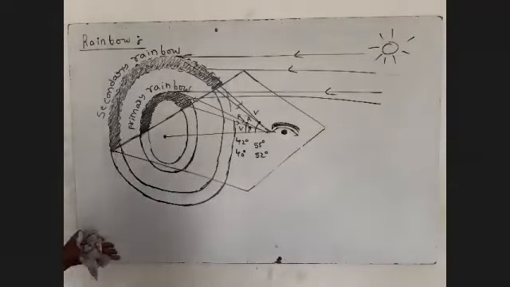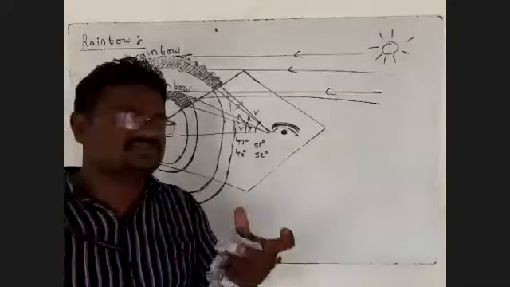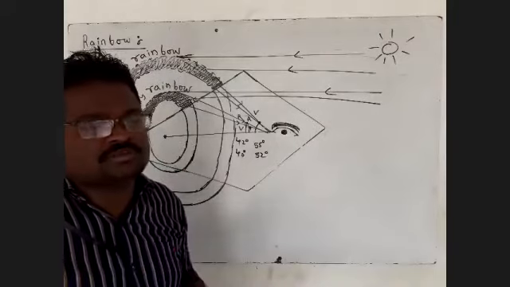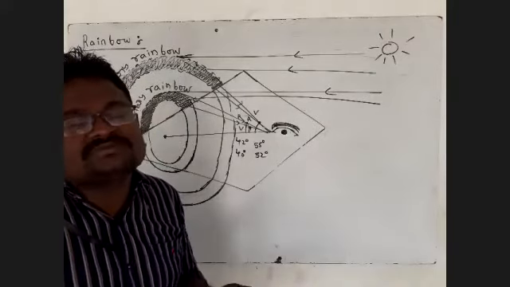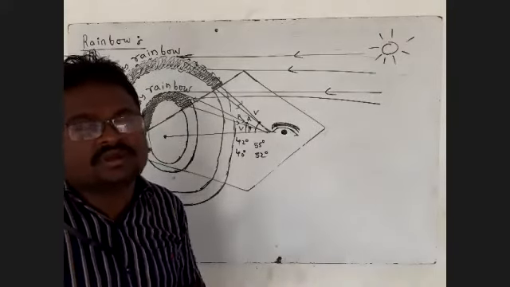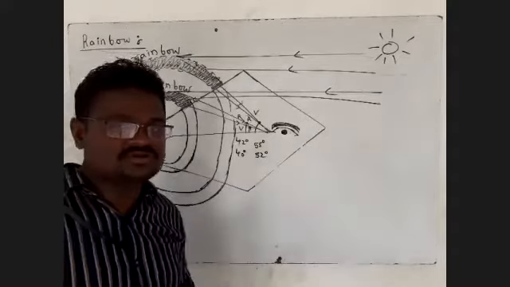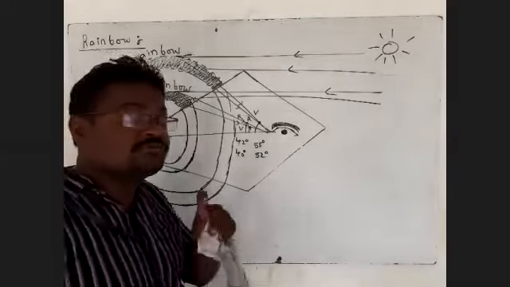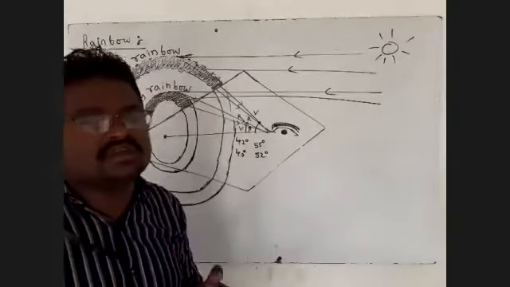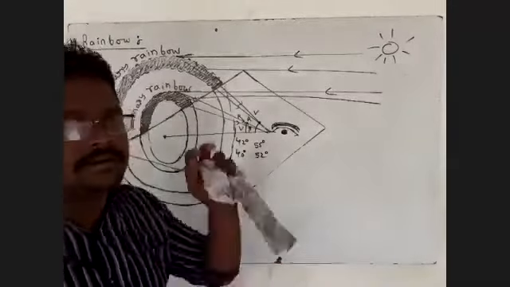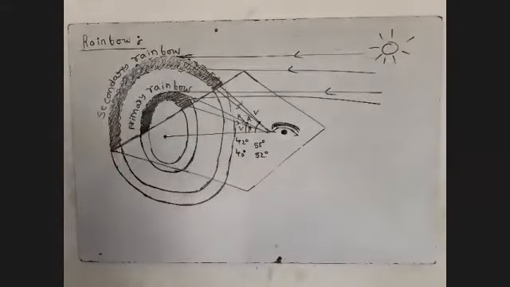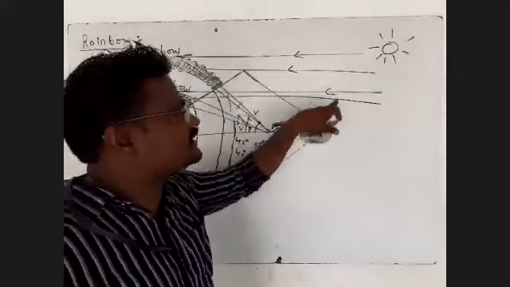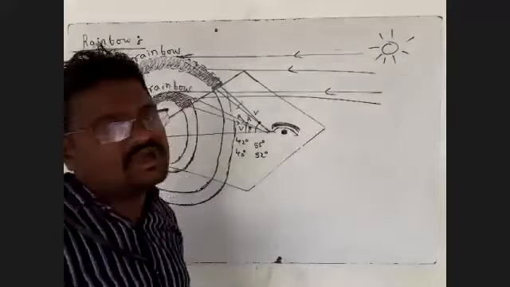So when a rainbow is formed, it means after the rain. A rainbow is produced due to dispersion of light by raindrops. These raindrops float in the air after the rain. Here the rays are coming from the sun.